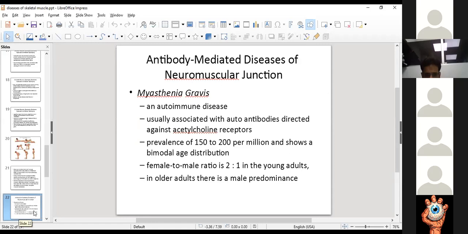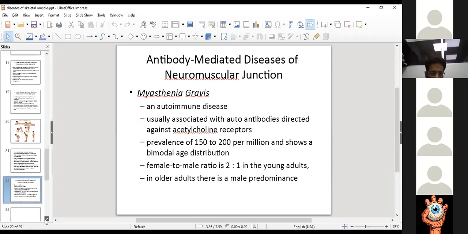So it occurs in a younger age group, and then there's a peak in the later age group in older adults. Female to male ratio is 2:1 in younger adults. In older adults, there's a male predominance. So this is a good case to remember. A subset of this disease is more common in males, when generally autoimmune diseases are more common in females.